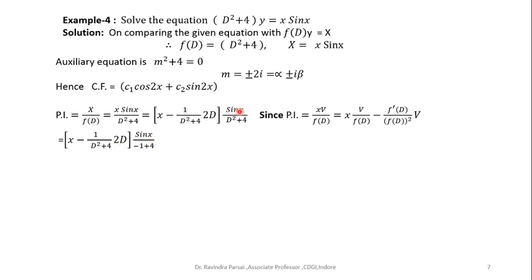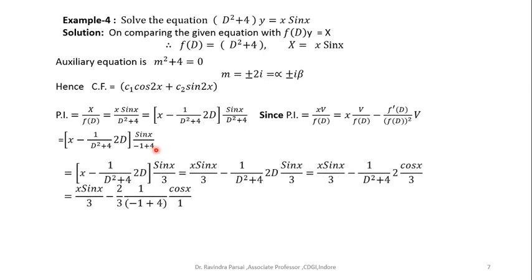How can you find the particular integral of sin x? D square equals minus a square, that is minus 1 plus 4, which is 3. So you can obtain x minus 1 upon D square plus 4 of D sin x upon 3. Multiplying inside, x sin x upon 3 minus 2D 1 upon D square plus 4 of sin x upon 3. The differential of sin x is cos x upon 3, with the 2 as it is.